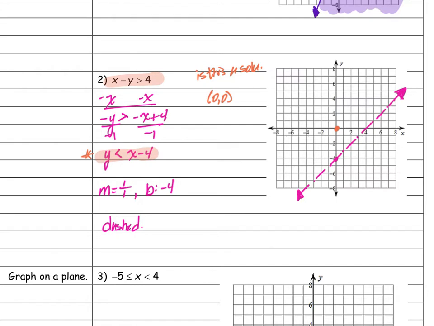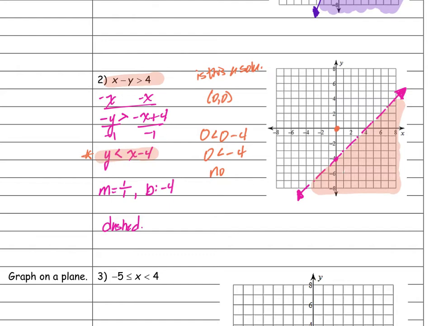So then I've got 0 is less than 0 minus 4, and is 0 less than negative 4? That would be no. No, 0 is not less than negative 4. So I do not color in the side that contains the point. I color in or shade in, however you want to do it, the other side of the graph. Just like that. Okay? Questions?